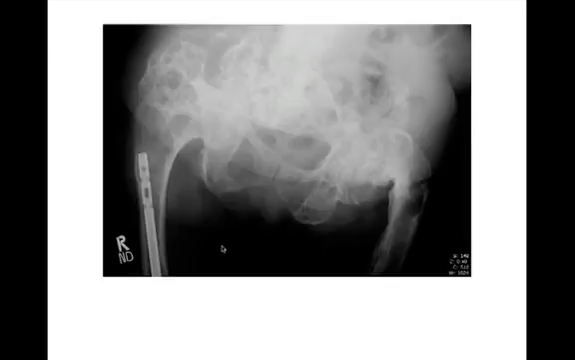There are multiple lytic lesions throughout the pelvis and the proximal femurs. Here we see our classic shepherd's crook deformity. Here there's also deformity of the other femur, and it's being fixed by a rod. And there are very expansile bubbling lesions all the way throughout. So this is classic for a patient with polyostotic fibrous dysplasia.